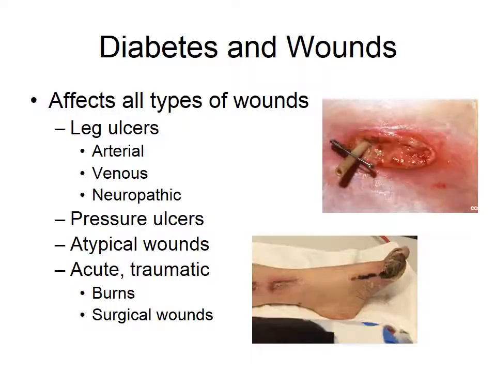Diabetes affects all types of wounds. Not only are individuals more susceptible to various wound types, such as arterial ulcers and neuropathic ulcers of the foot, but they also face challenges with wound healing whenever an injury happens. That is why prevention of wounding and maximizing glycemic control are so very important.